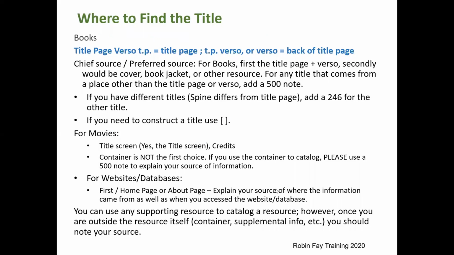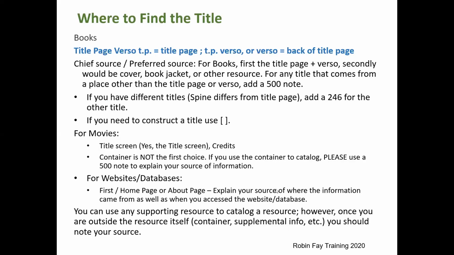So where to find information? Title page verso, that is the back of the title page. Sometimes you'll see TP or TP verso, that's the title page and the back of it. And then your chief source or your preferred source. This is the most important piece for cataloging. This is both for copy and original cataloging. You're going to look at the title page, which is usually the first page in the book, but not always, but you'll know the title page when you get to it. And then you're going to look at the back of it. That's considered your preferred source. That is your first choice.